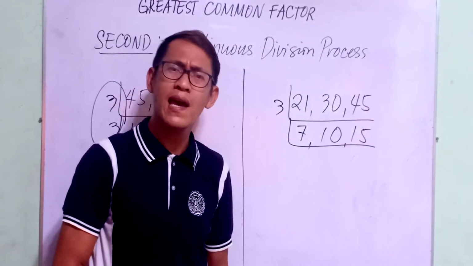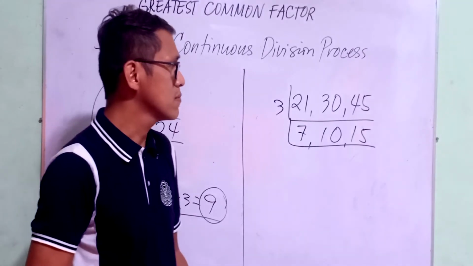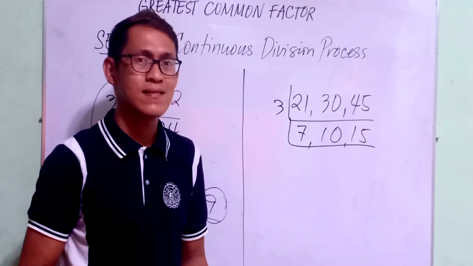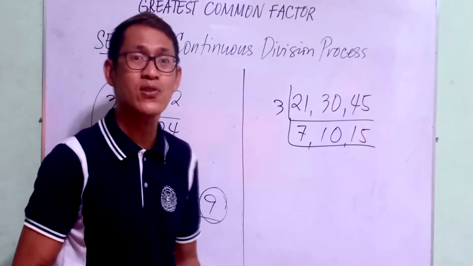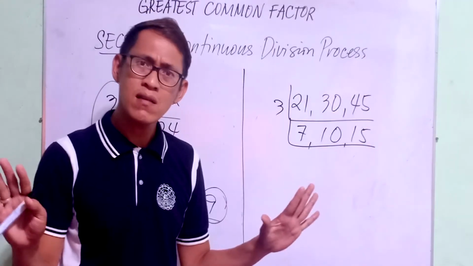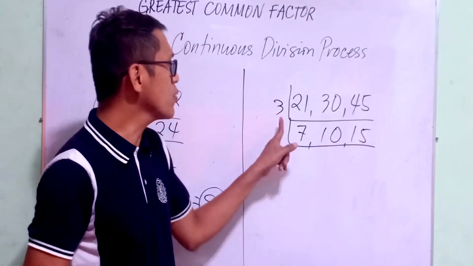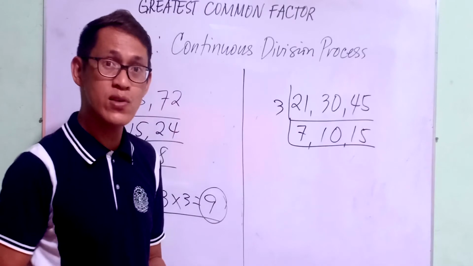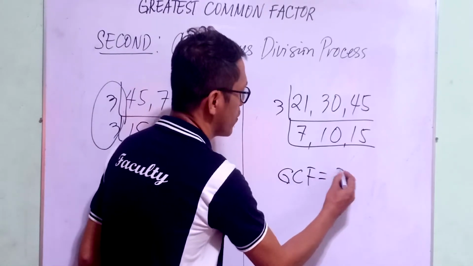Next, what about 7, 10, and 15? What can you divide them by, leaving remainder 0, aside from 1? Only 1, right? Their only common factor is 1. So if you cannot divide all the numbers, you have to stop there. Since we have only one divisor, that is our GCF, 3.